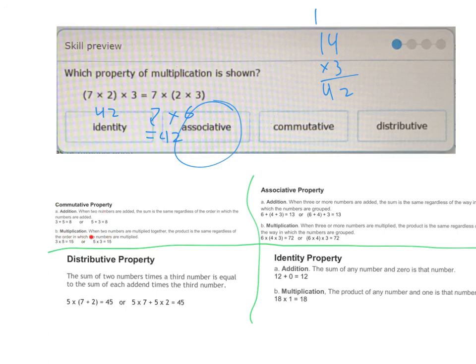This comes up a lot when we do algebra later on, knowing that 3 times 5 is the same as saying 5 times 3. These different rules are important to be familiar with.